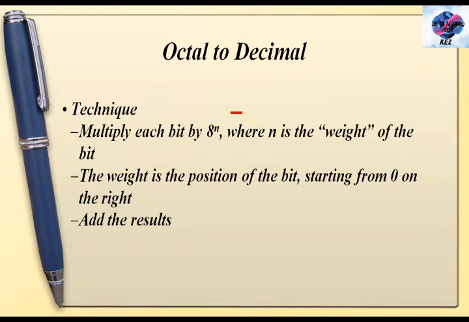So in the technique, what are you reading? Multiply each digit with 8 to the power n. There in binary that was 2 to the power n, here it is 8 to the power n. In the same way, n is the weight, and the rightmost position starts from 0. Just as from binary to decimal there was 2, here instead of 2 it becomes 8, because the octal's base or radix is, yes, 8.